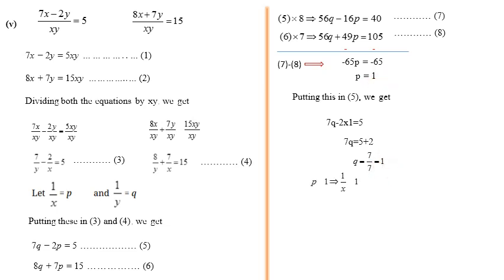Go for resubstituting again. P is equal to 1 we have got, which implies according to our assumption 1 by x is equal to 1 and x is equal to 1. And q is also 1 here, which implies our assumption 1 by y is equal to 1, and finally y is also 1. So we have solved the equations and we have got the values of the variables, that is x is equal to 1 and y is equal to 1. Hope it is clear.